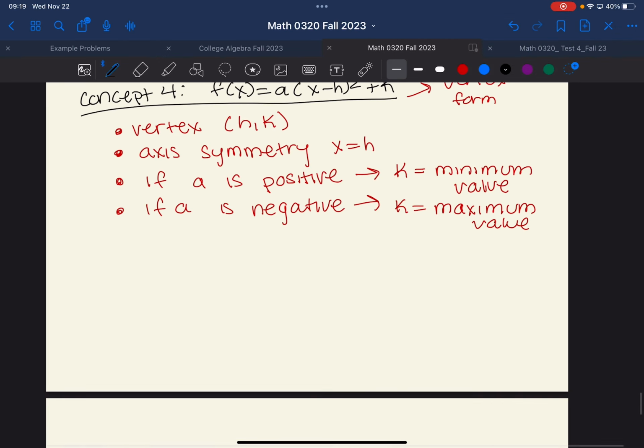So let's go ahead and look at example 9. Example 9 gives us the function f of x is equal to 2 times (x minus 3) squared plus 4. On the notes it says cubed. It should be squared because we're talking about quadratics. Okay.